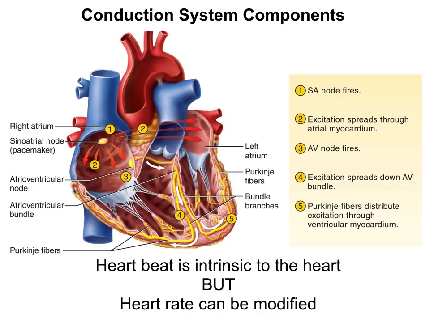So think of this as a backup node. And the rhythm that the AV node would create on its own is called a nodal rhythm. Now again, you will not see the nodal rhythm if the SA node is functional. Okay? If that SA node is functional, you have a sinus rhythm. The nodal rhythm is when the AV node is in control.